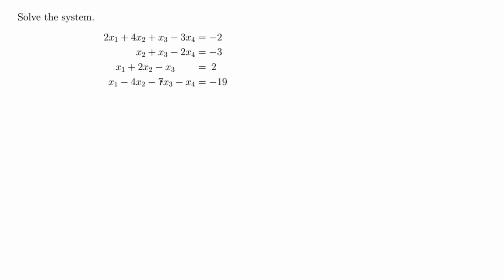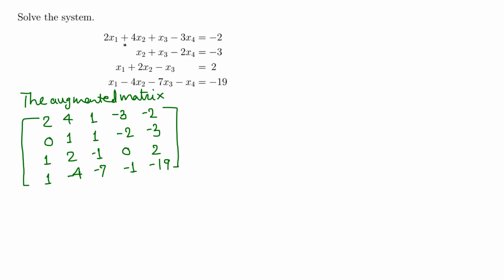Solve the system. So we have 4 variables and 4 equations. I'm going to use the reduced row echelon method to solve this system. First we need to write the augmented matrix, so let me write that. So I basically copied these coefficients.